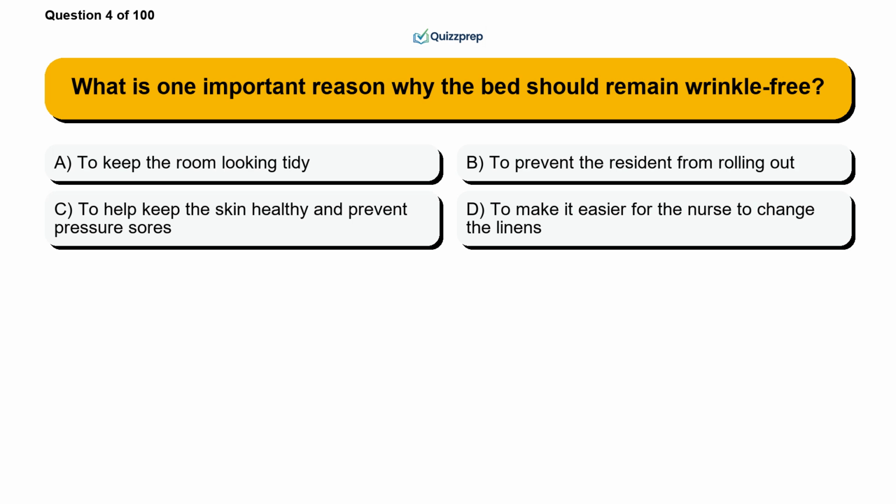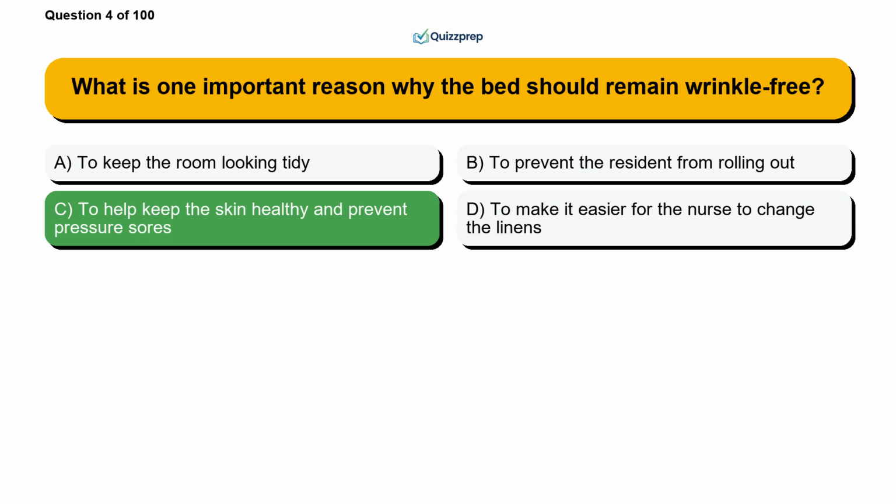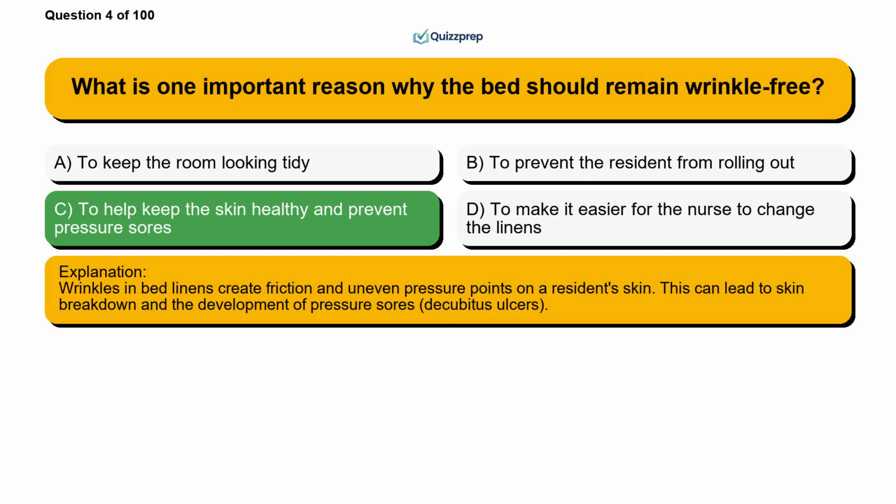Question 4. What is one important reason why the bed should remain wrinkle-free? Option A, to keep the room looking tidy. Option B, to prevent the resident from rolling out. Option C, to help keep the skin healthy and prevent pressure sores. Option D, to make it easier for the nurse to change the linens. The correct answer is option C, to help keep the skin healthy and prevent pressure sores. Wrinkles in bed linens create friction and uneven pressure points on a resident's skin. This can lead to skin breakdown and the development of pressure sores, decubitus ulcers.